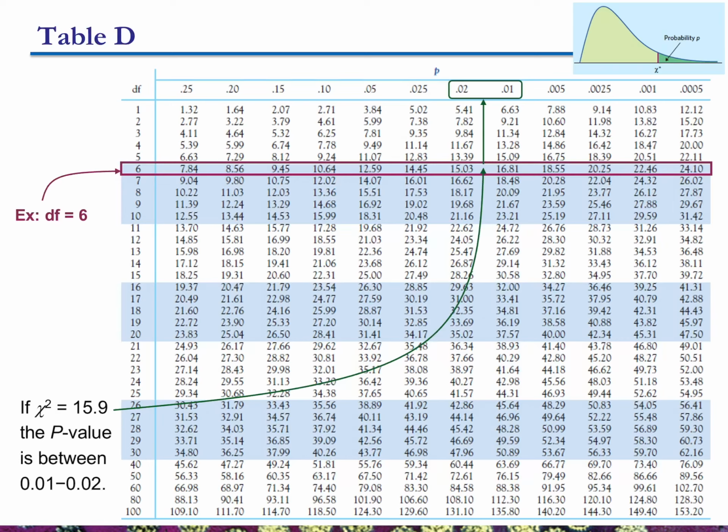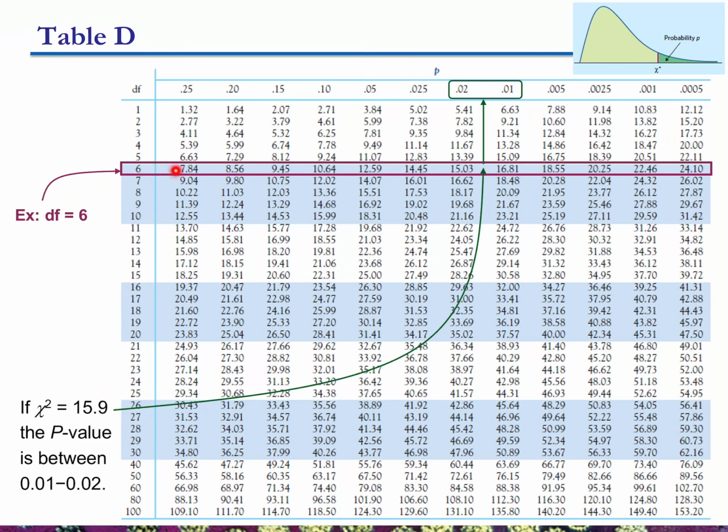Let's look at our table. This is table D, and this should be in the handout I gave you. For table D, we have to find the appropriate row on the left, which is our degrees of freedom. For our example with the number of births per week, we have 6 degrees of freedom. This is the chi-square statistic for that data, 15.9, and I can tell you it's a pretty large chi-square.